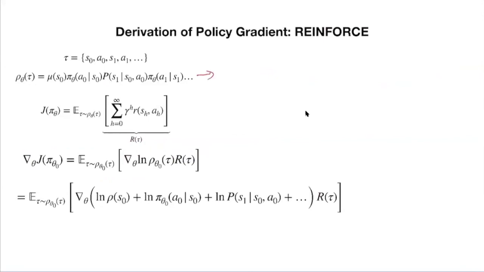So if we start from here, what is the log of the trajectory likelihood? Log is nice because the log of the product is a sum of logs. So this is log of mu S0 plus log of pi theta A0 S1 plus log of P S1 S0 A0 plus, and so on.